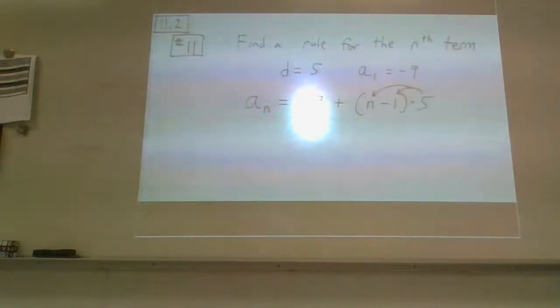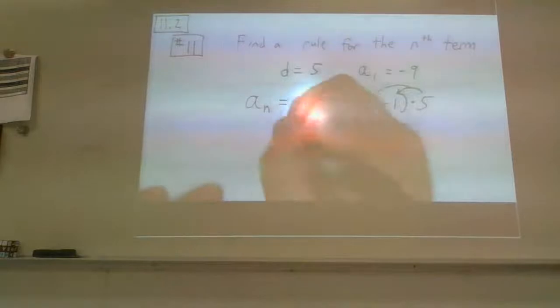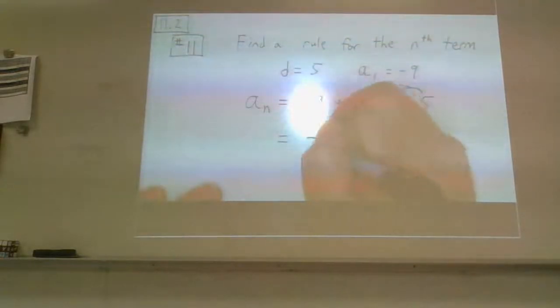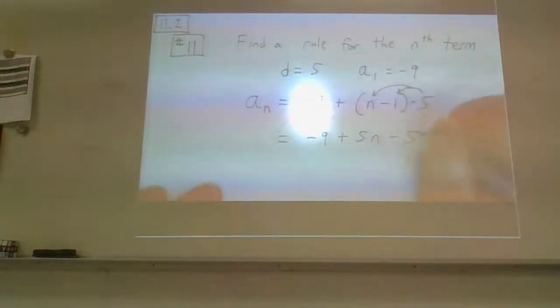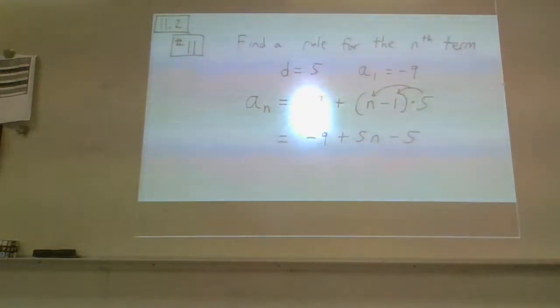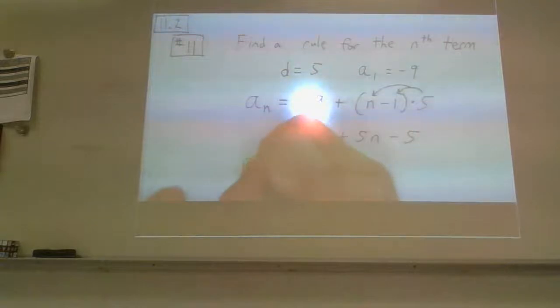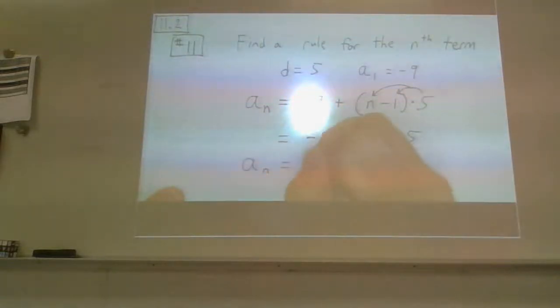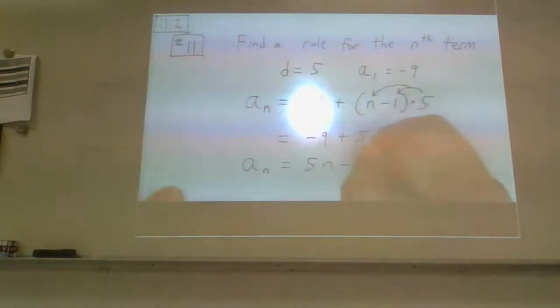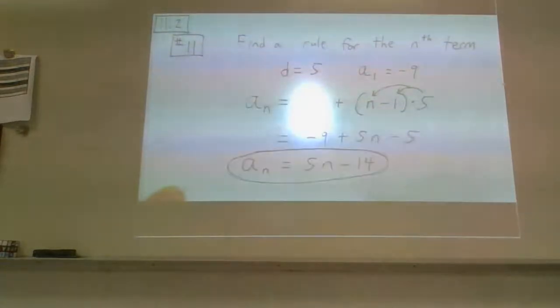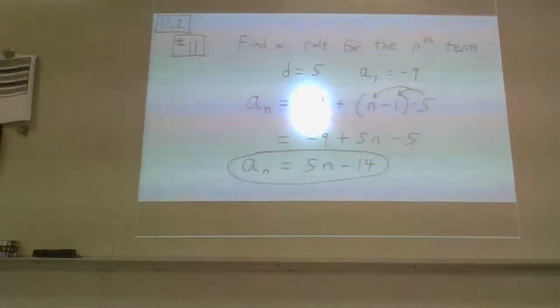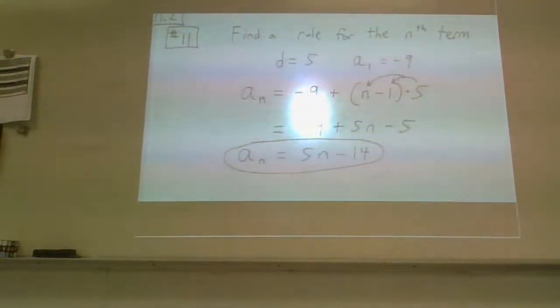I'm going to have to distribute that 5, yes. It's going to give me negative 9 plus 5n minus 5. I'm going to have to simplify that a little bit farther until ultimately I get 5n minus 14. This is the rule for the nth term. Meaning, with this rule, I can get any term in the sequence that I want.